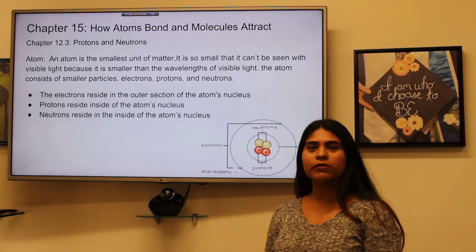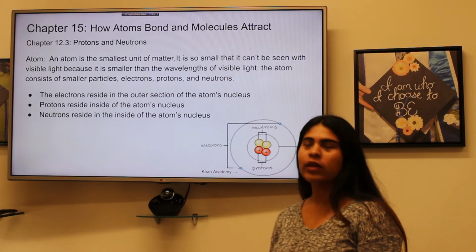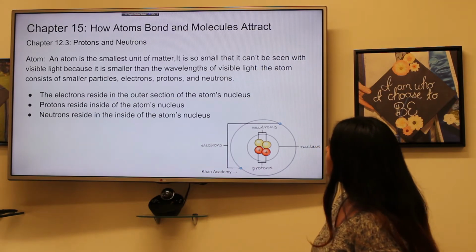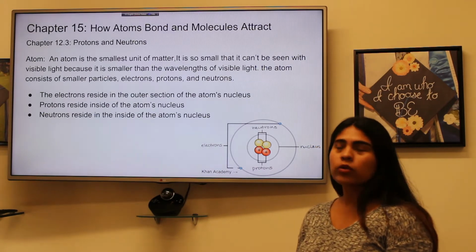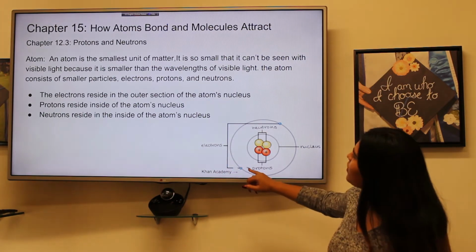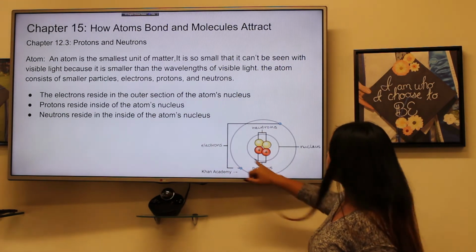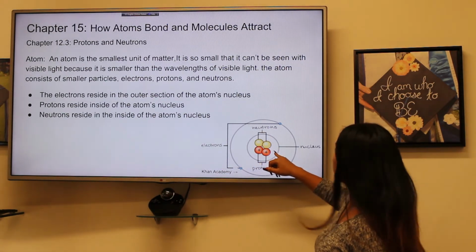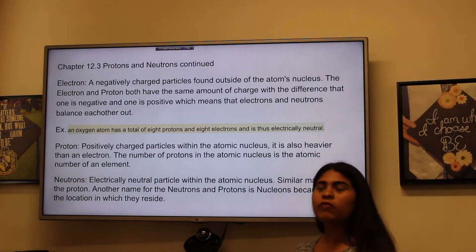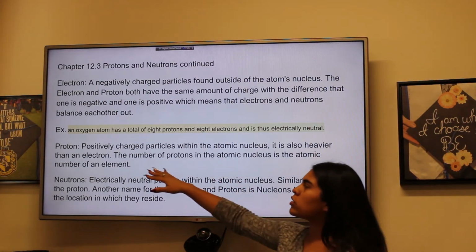Before diving into chapter 15.2, it's important to first cover a few essentials about chapter 12.3, such as the atom, which is the smallest unit of matter available. The atom consists of smaller particles, such as the electrons, which are in the outside part of the atom, neutrons and protons, which reside in the inside part of the atom, and the nucleus, which holds the protons and neutrons.